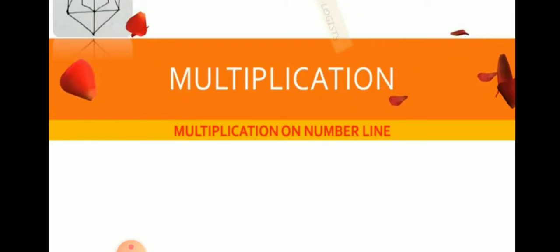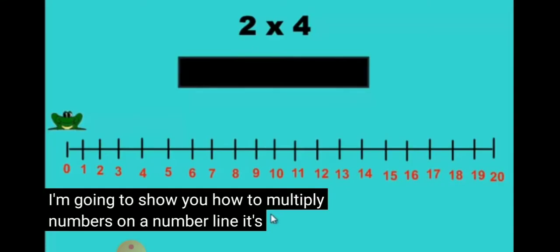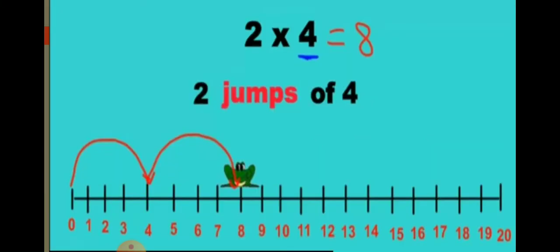Now let us see multiplication on number line. Here I am going to show you how to multiply numbers on number line. Let us have a look with the help of example, that is 2 into 4. So students, 2 into 4 means 2 jumps of 4. Now you can see that we are jumping 2 times from 0 till 8 and when we are moving 2 times, we are giving a gap of 4 each and so we are moving finally to the 8th point and also the answer that we get by multiplying 2 and 4 is 8.